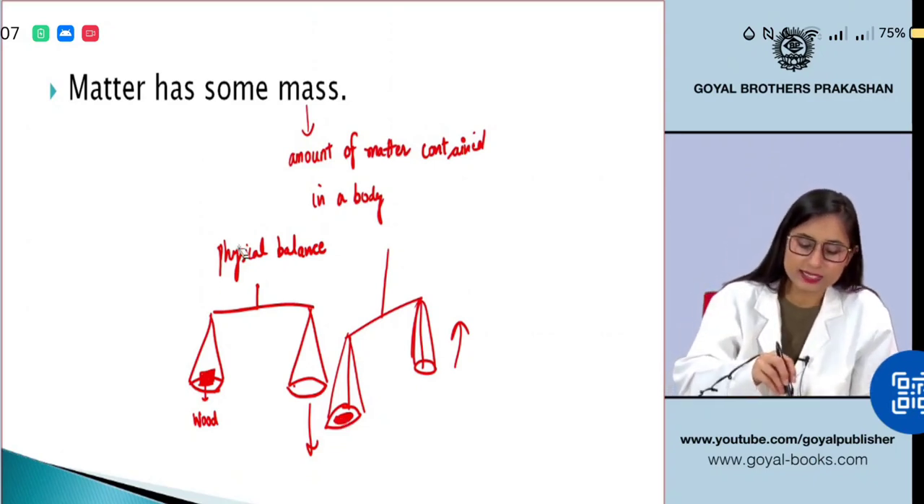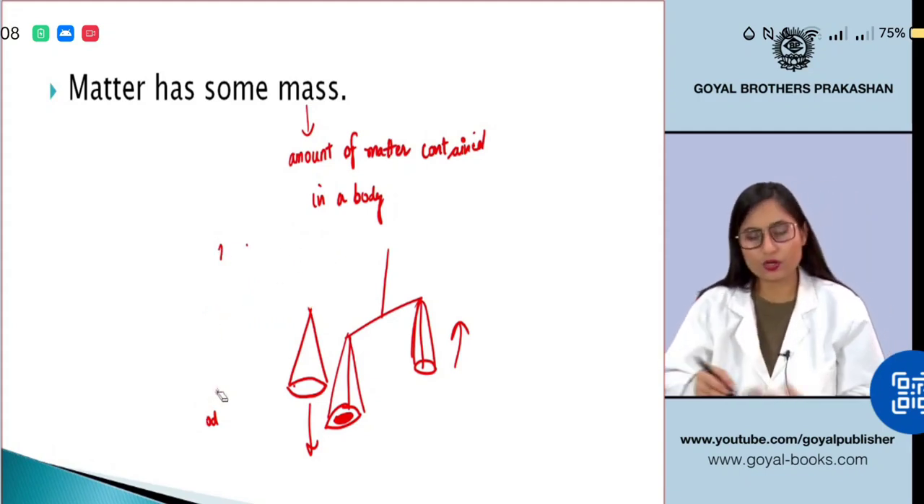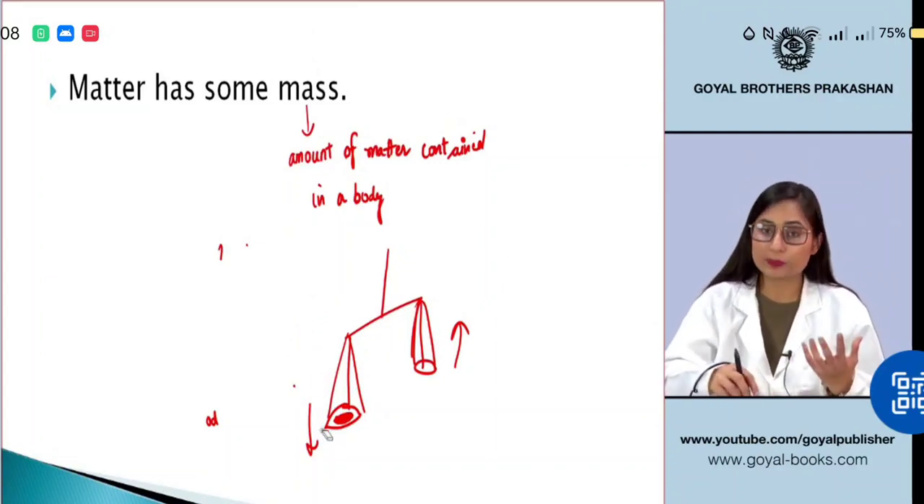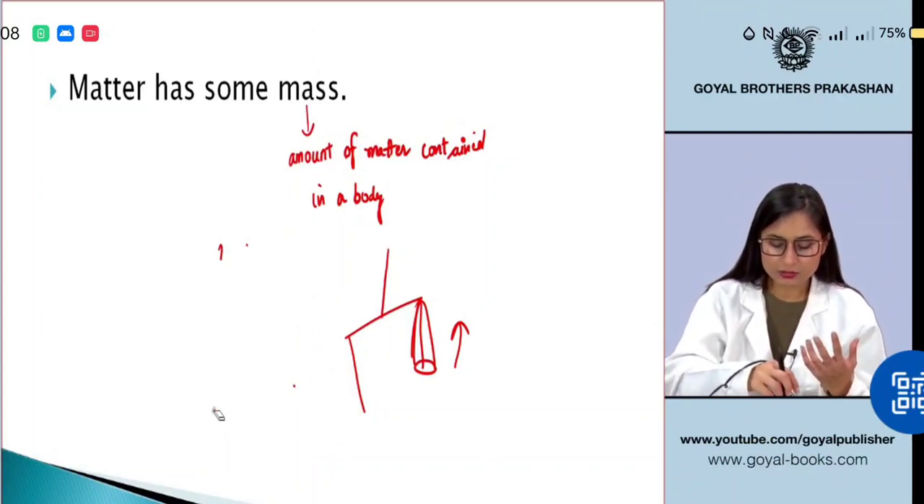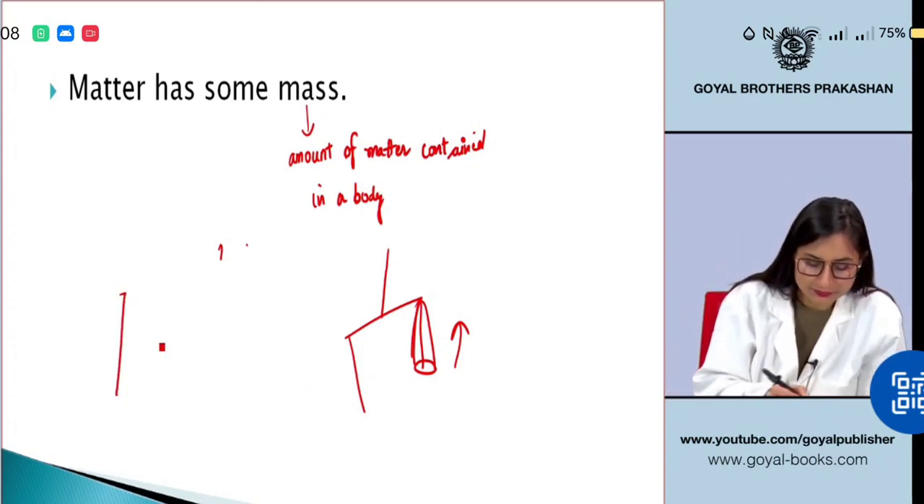So we can easily say that substances have mass and they occupy space, which we already talked about, that the wooden block will also occupy some space, correct? Now students, similarly, if you have two beakers, you have two beakers.